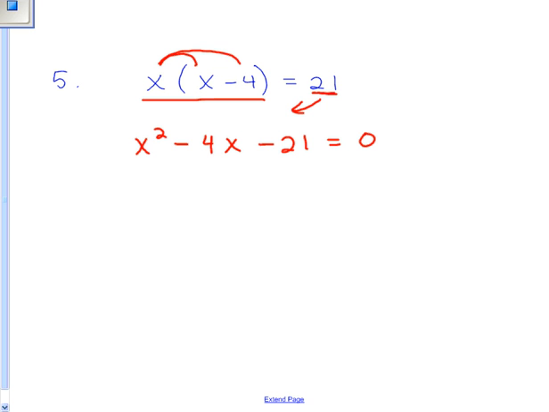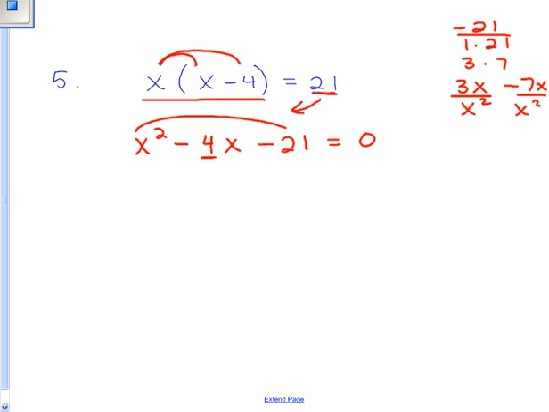Okay, so now I can factor. There's not a common factor. 1 times negative 21 would be negative 21. Make my list. What's going to subtract to be negative 4 would be a positive 3x and a negative 7x. Divide both of these by the first term, divide by x squared, reduce, so that's going to be 3 over x and negative 7 over x. So my two binomials would be x plus 3 times x minus 7 equals 0.